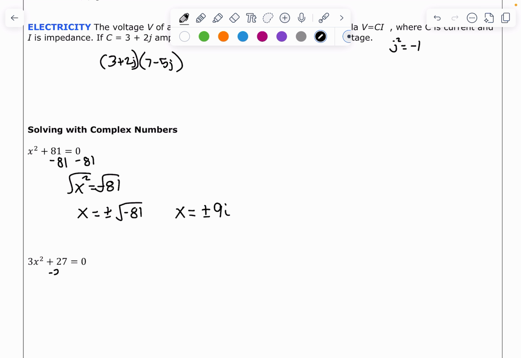And then here we would subtract 27. 3x squared equals -27. Divide by 3. x squared equals -9. Same thing, square root both sides is going to give us a plus or a minus. And then the square root of -9 is 3i.